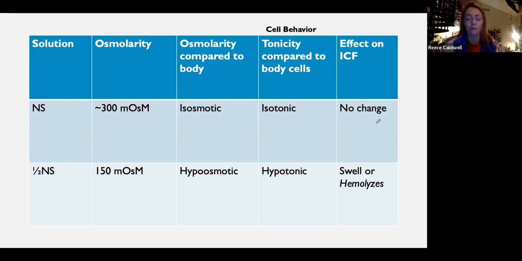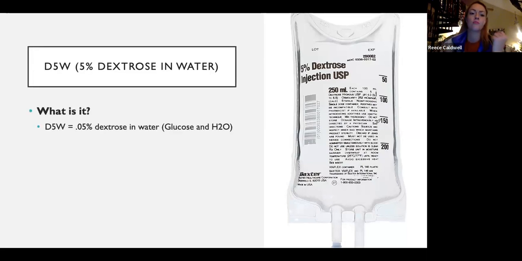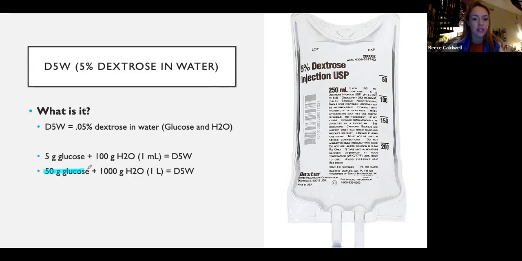Let's move on to our next solution. Now we're looking at a different type of solution, D5 water. What is it? It's 0.05 or 5% dextrose in water. Dextrose is a type of sugar, and all sugars are broken down into glucose. So we're going to use glucose to solve for these. We're going to use the molar mass of glucose, and you really use the term glucose when working through these. Again, dextrose is a type of carbohydrate or sugar. All sugars are broken down into glucose, so it will eventually get there. So what is it? It's 50 grams of glucose in 1 liter of water. That's going to give us D5W. That 50 grams of glucose, I would definitely memorize.